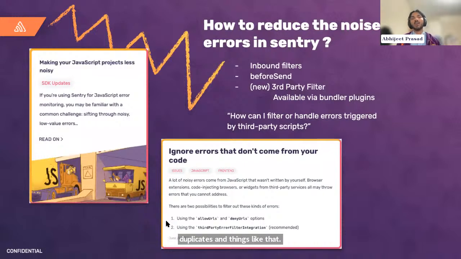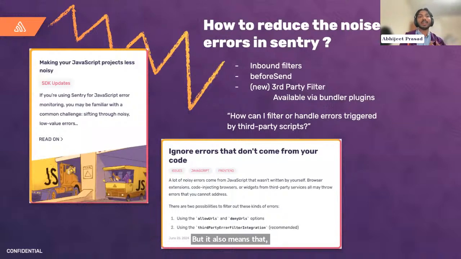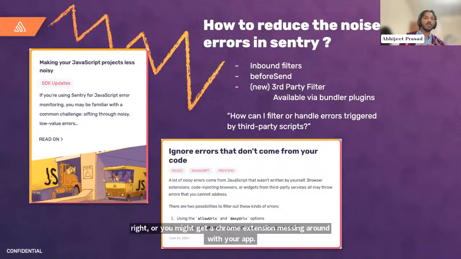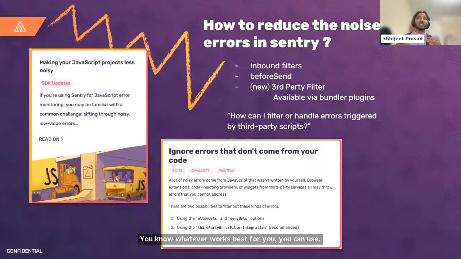Cool. So we got some questions about handling the noise of errors. You can see here that Sentry, from the examples that we showed, automatically picks up on unhandled errors and rejections without any extra setup, without any extra code there. But that also means that, hey, you might get some noise, right? Or you might get a Chrome extension messing around with your app. We have a variety of ways to filter this, both via client-side code and on the server side. And whatever works best for you, you can use. So there's inbound filters both in the SDK and server side.